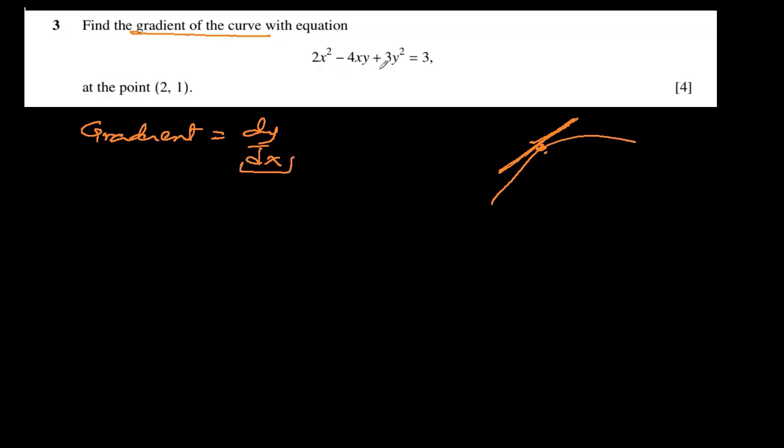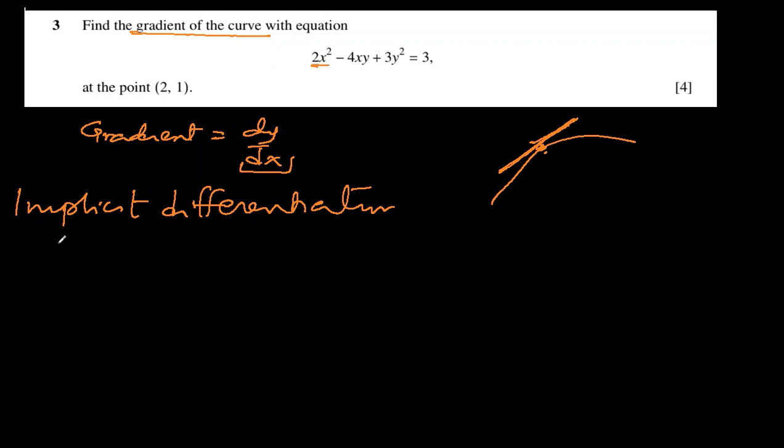Since there is a mixture of x and y, we will use implicit differentiation. And what do we do in implicit differentiation? We just differentiate them normally, but wherever we have a y involved, we add a suffix called dy over dx. That's it. That's what we do. So when I do, you will understand. Let's differentiate 2x squared with respect to x. So differentiation of 2x squared will be 4x.